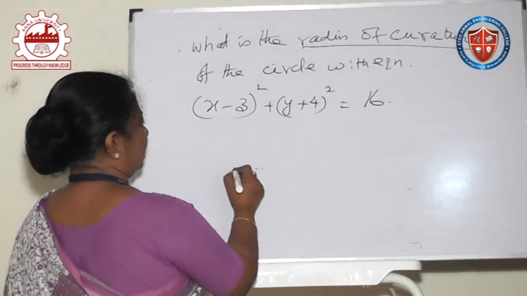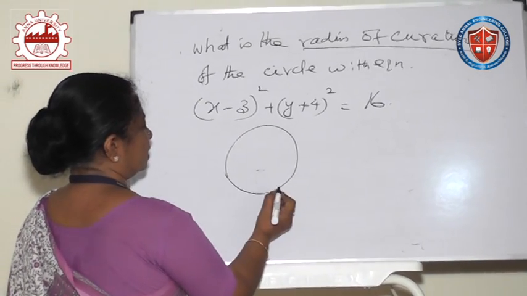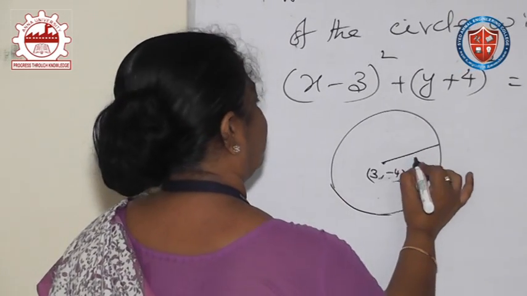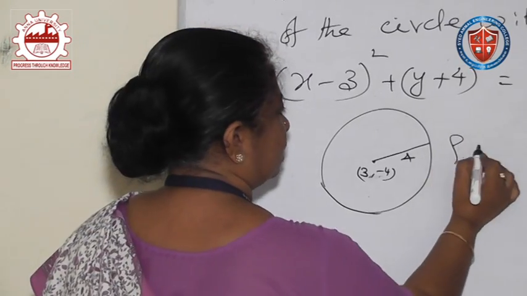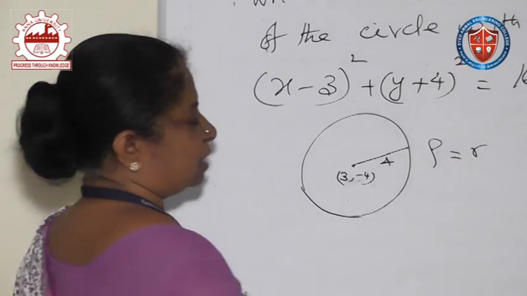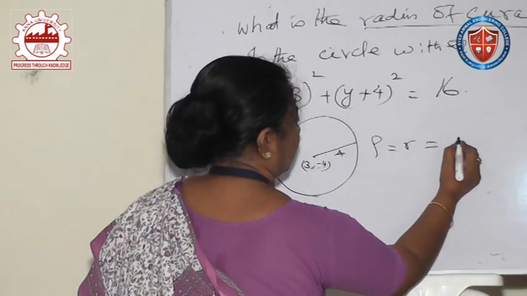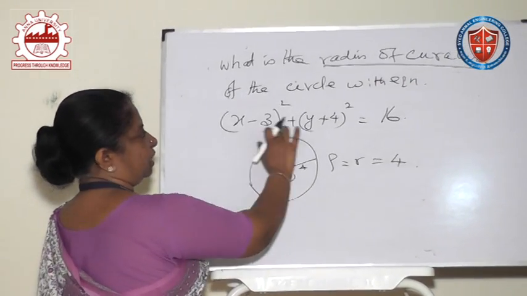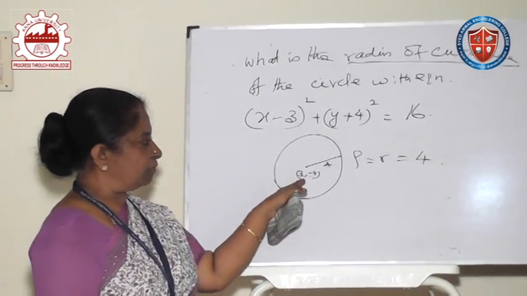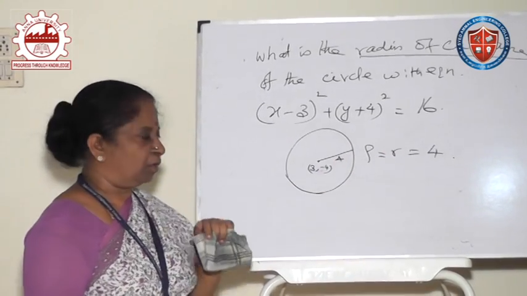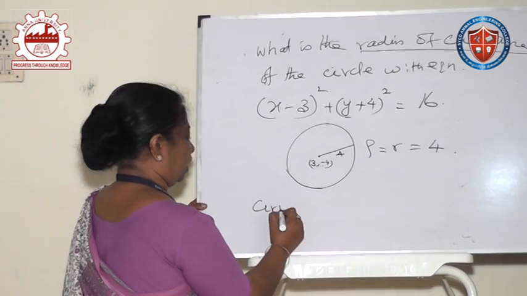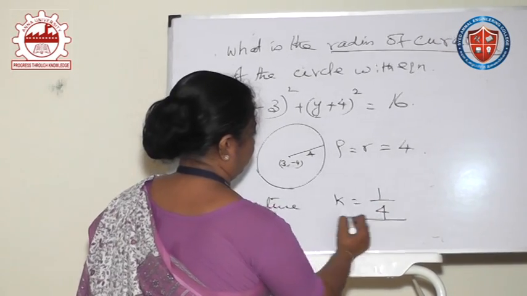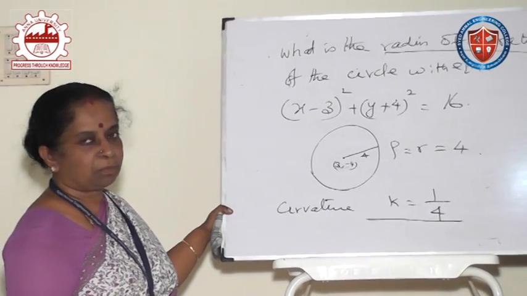So it is a circle with center (3, minus 4). The radius is 4. So the radius of curvature rho is the same as the radius of the circle R, that becomes 4. If I am asked what is the radius of curvature of a circle with this equation, then rho equal to R equal to 4. Suppose I am asked what is the curvature? Now curvature automatically becomes 1 by 4.